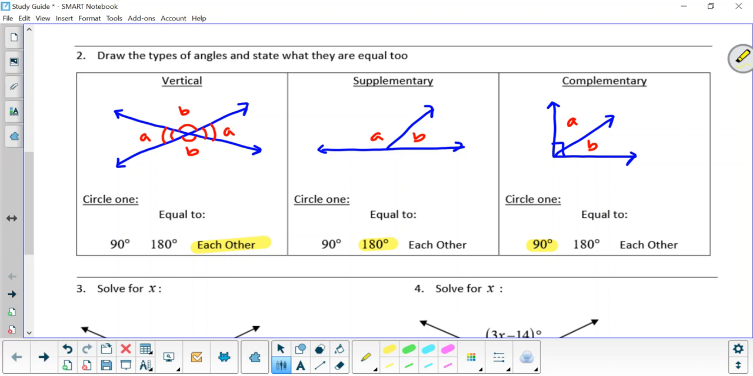So you do have to know verticals are across from each other. They equal each other. Supplementary form a straight line. They equal 180. Complementary give you your box, 90 degrees.